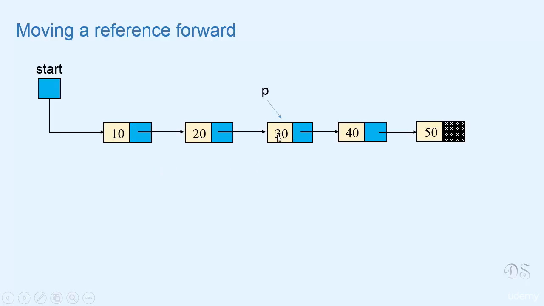Suppose we have this reference P that refers to this node. Now this is P link. It refers to this node. Now if we assign P link to P, then P will start referring to this node. So writing this statement P = P.link makes P refer to the next node of the list. Or we can say that P has moved one node forward in the list. So this is the statement that we'll repeatedly use to traverse our list.